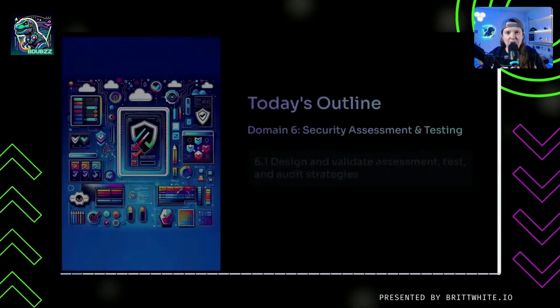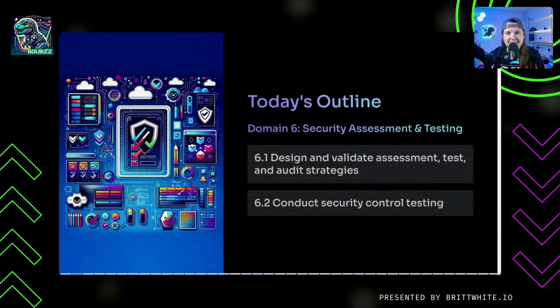Today we're diving into Domain 6, Security Assessment and Testing. This domain focuses on ensuring security controls actually perform as designed. Think of it as cybersecurity's quality control process. While earlier domains taught us how to build security, Domain 6 shows us how to verify that it's truly effective. It provides the tools and frameworks we need to test and assess our security measures with confidence.